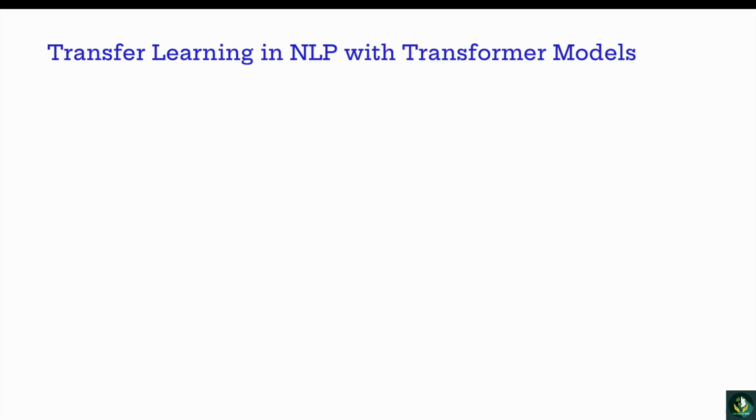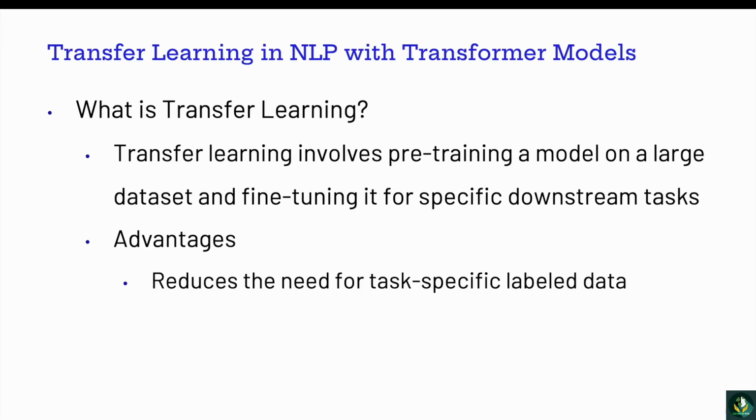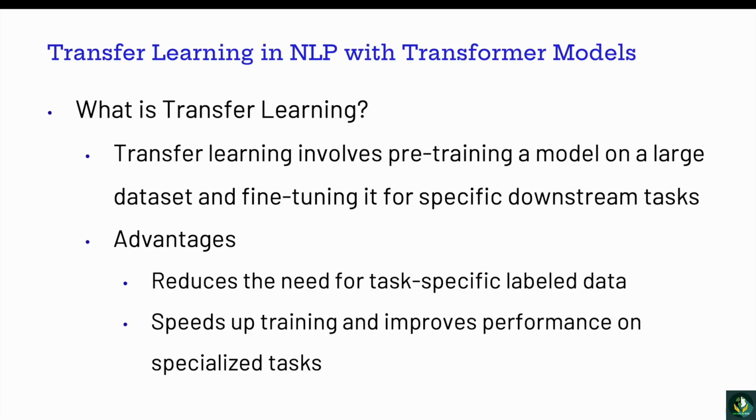Transfer learning in NLP with transformer models. Now, what is transfer learning? Transfer learning involves pre-training a model on a large dataset and fine tuning it for specific downstream tasks. Advantages include that it reduces the need for task specific labeled data, speeds up training, and improves performance on specialized tasks.